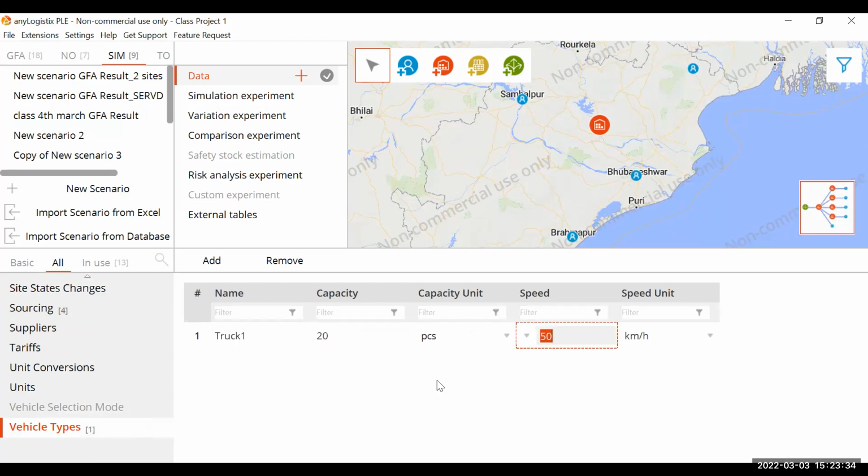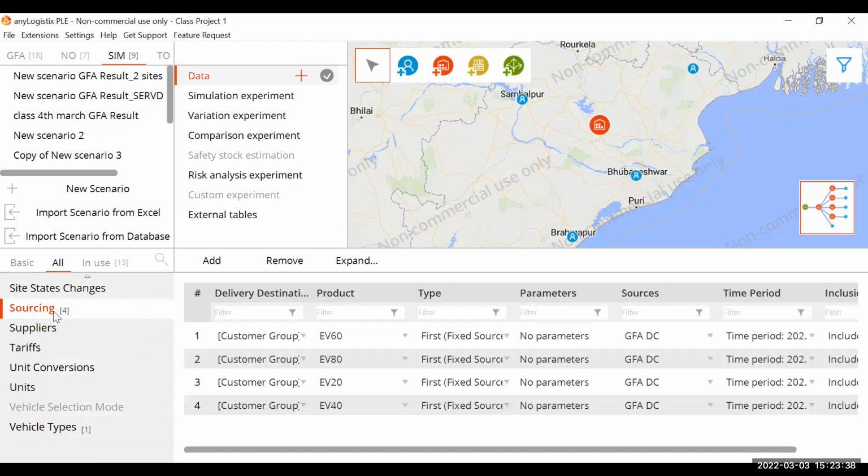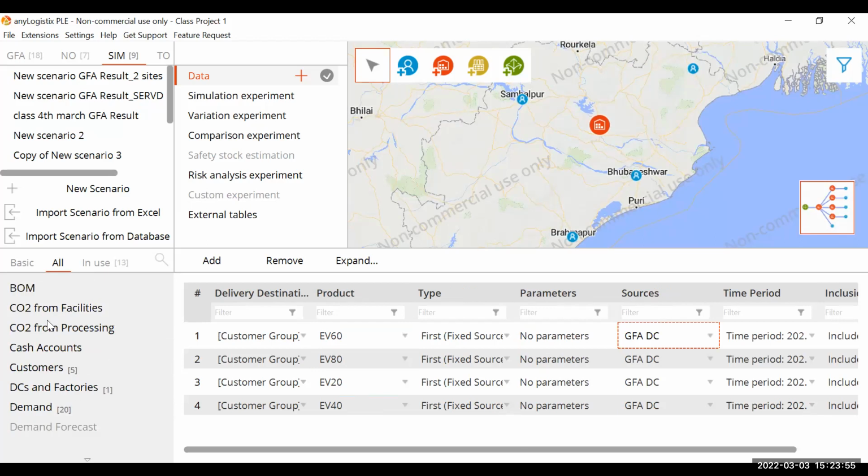So what I have done so far is only add vehicle types: truck, capacity unit was given, and speed was already given. I did not do anything else. Then sourcing policy, right? If you see, the delivery destination is customer group. Then for different types of product, EP60, EP80, 20, 40, right? Then from where it is coming, GFA DC, right? Actually, we can change the location.